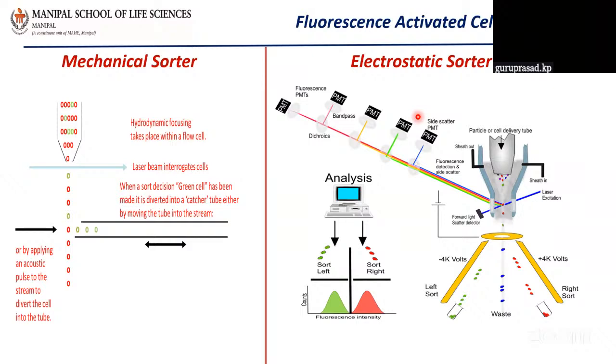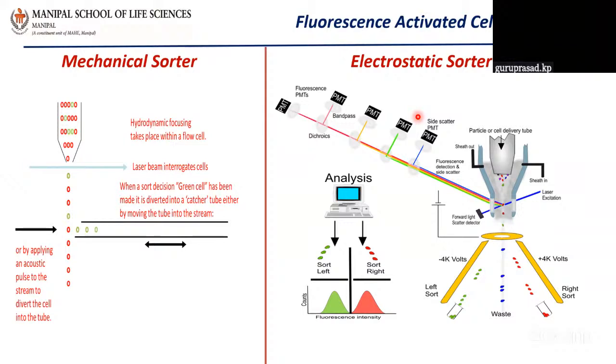So such a flow cytometer, which helps me to separate and isolate specific cells, and I can use them for culture or many other experiments, is called a FACS machine. FACS stands for fluorescence activated cell sorter.